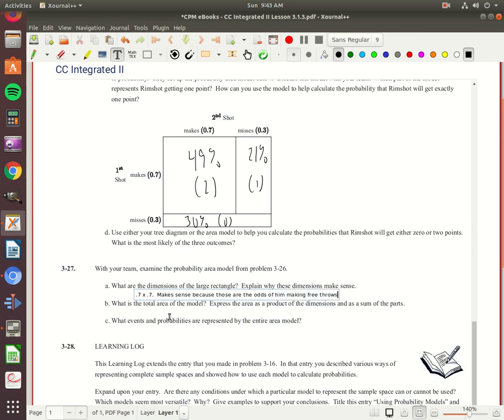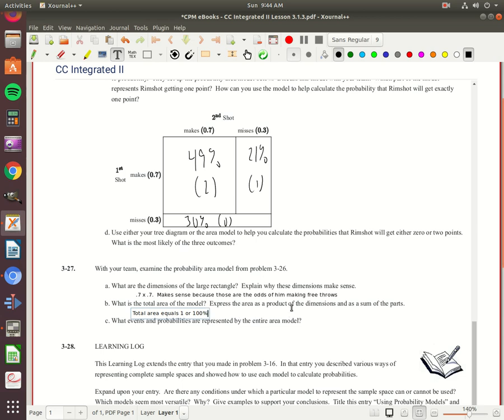All right, so it says, what is the total area of the model? Well, the total area of the model is going to be 1 times 1, right? 0.7 plus 0.3 is 1. 0.7 plus 0.3 is 1, so 1 times 1 is 1. So the total area equals 1, or 100%, right? Don't forget that 1 is 100%.